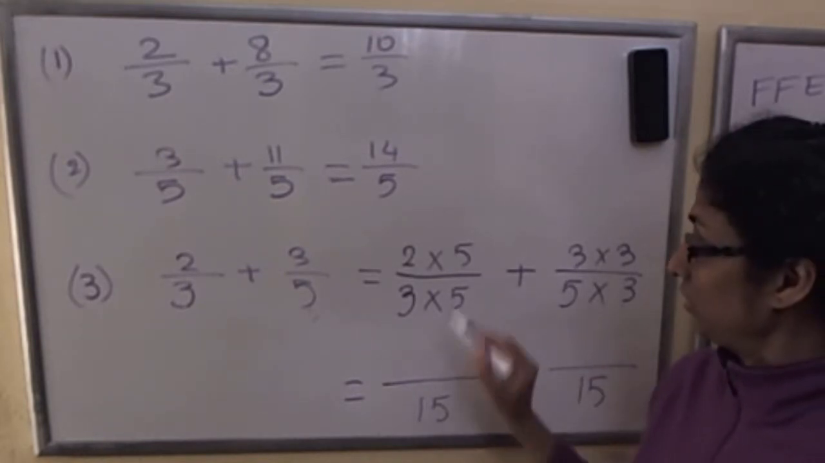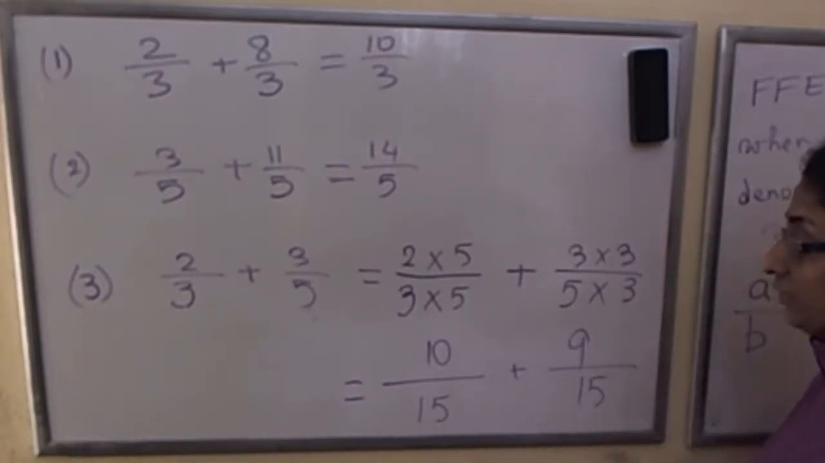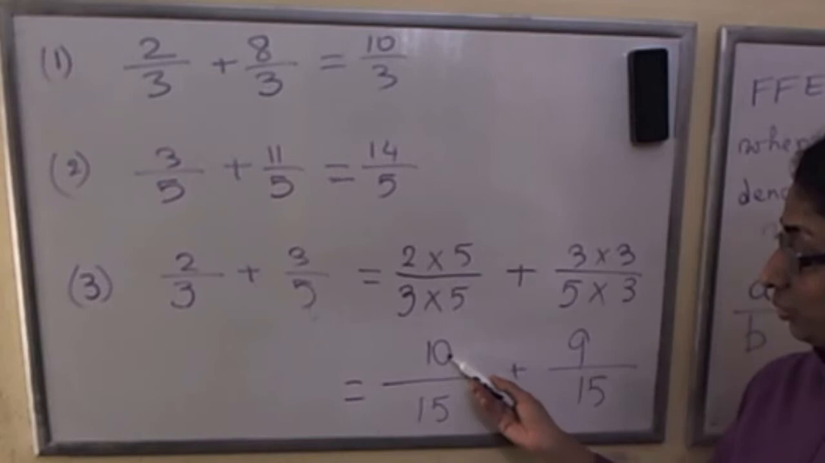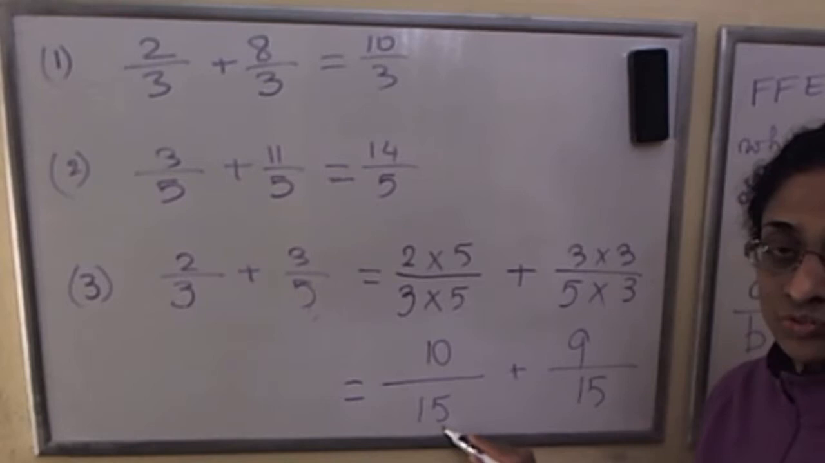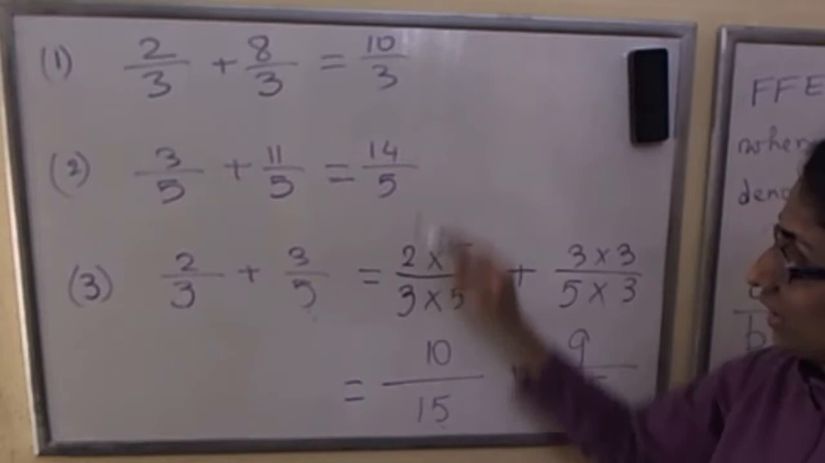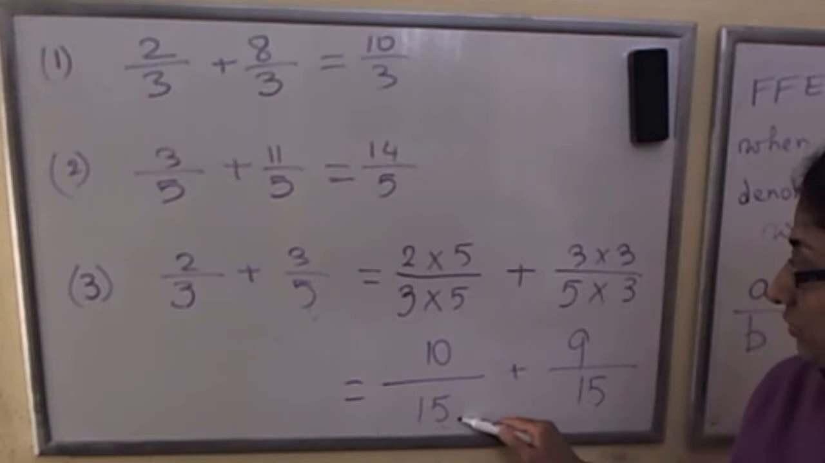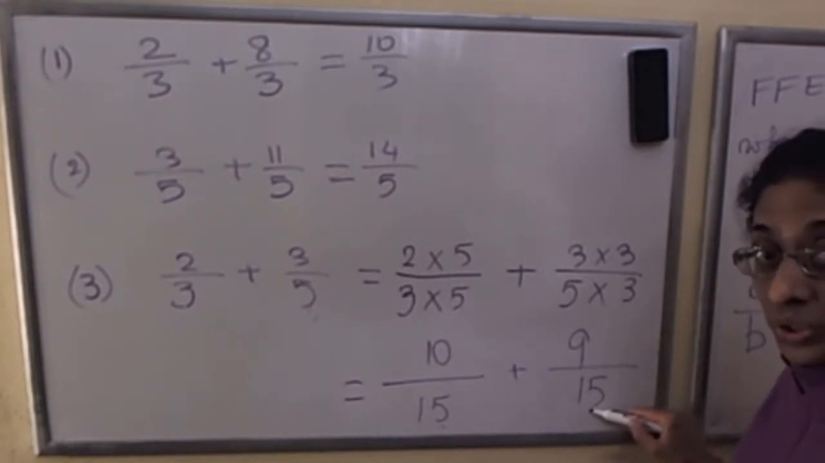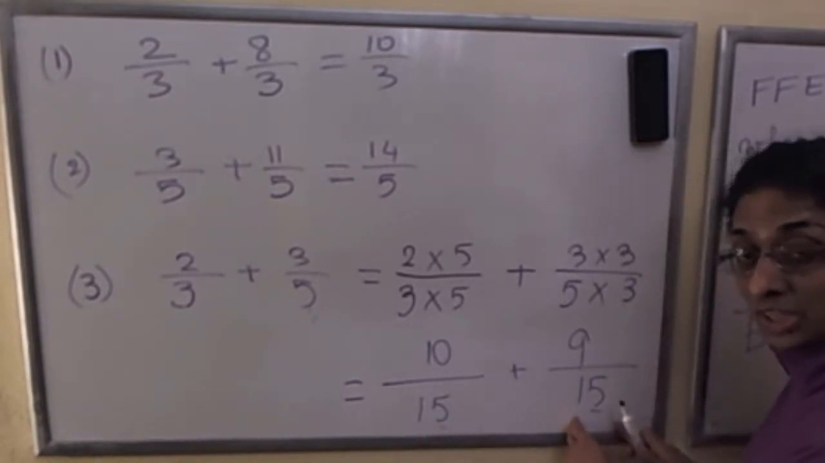What do I get in the numerator? 2 times 5 is 10. 3 times 3 is 9. What do I have now? I have 10 over 15 plus 9 over 15. What do we notice? 10 over 15 and 9 over 15 have the same denominator of 15. That means this problem is now exactly similar to these two problems, which is 10 copies of 1/15, 9 copies of 1/15.